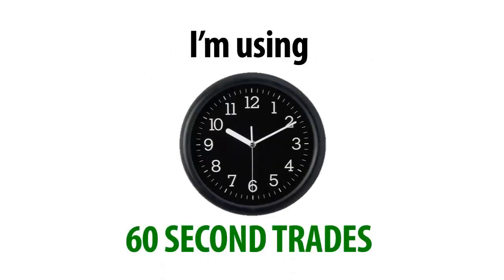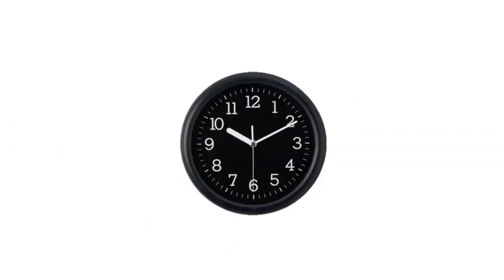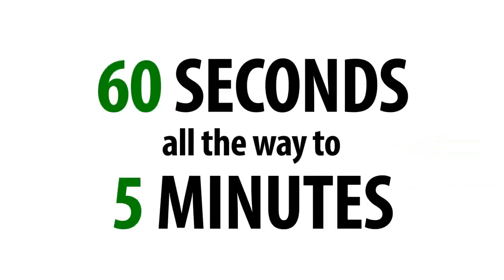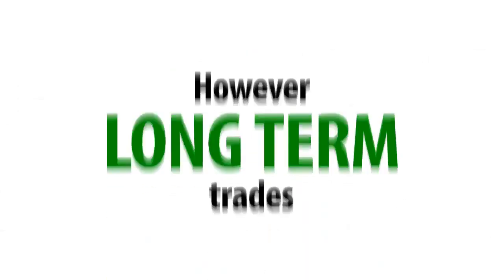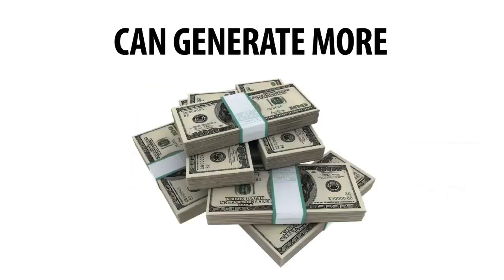As you can see here, I'm using 60-second trades to demonstrate in this video, but you have the option to choose the time frame that suits you best. Short-term trades are for 60 seconds, all the way to 5 minutes, which is great for regular and practically instant income. However, long-term trades provide an enhanced level of accuracy and can generate more profits.